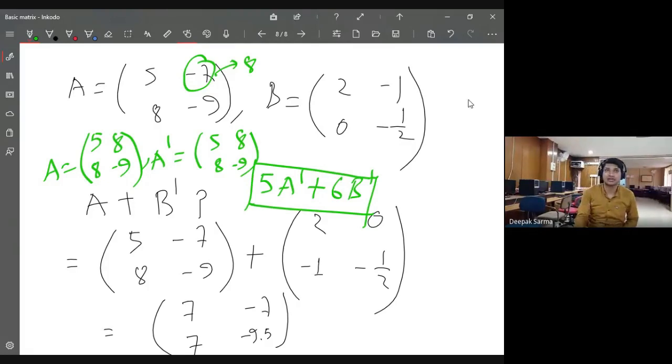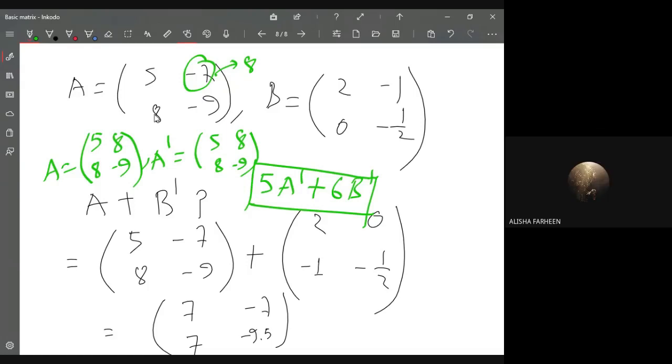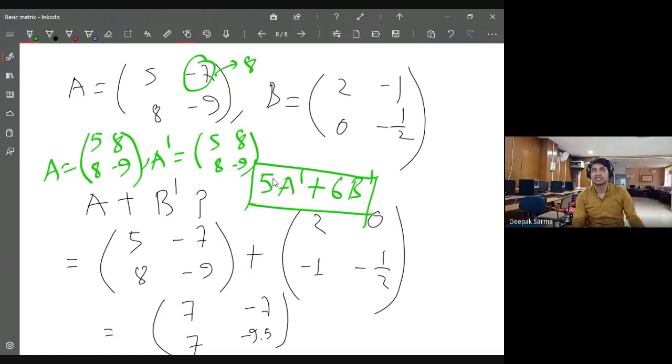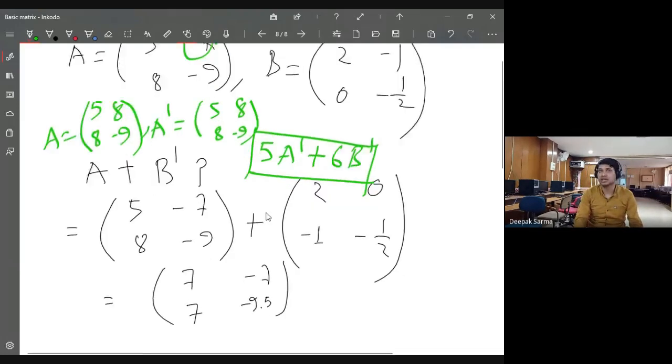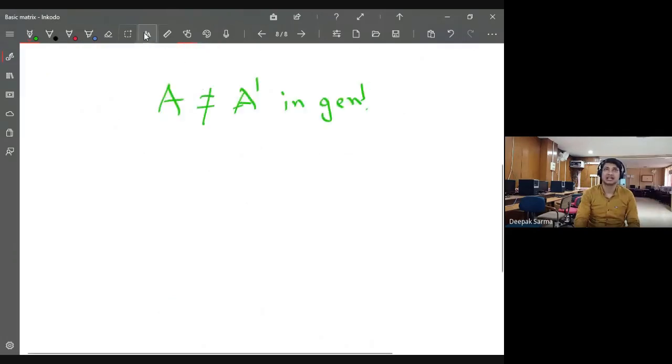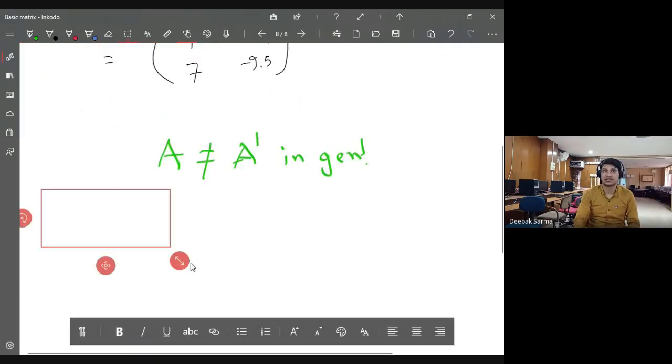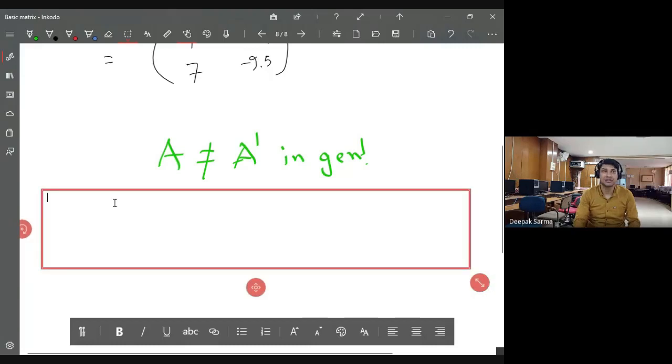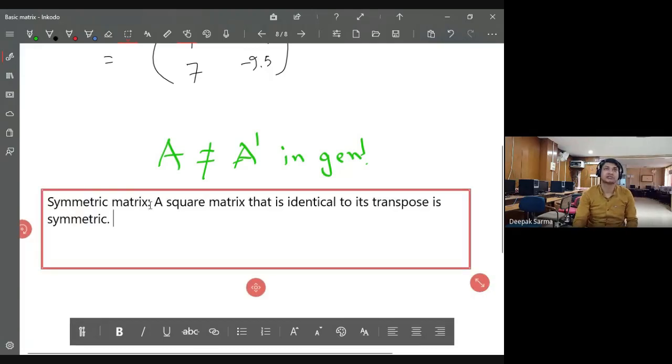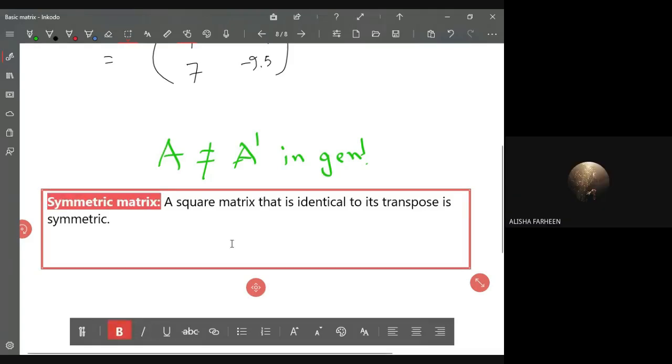Or what else can you do? You can change 8 to -7 also. Or in other words, if you make the off-diagonal entries the same, it will give you A equal to A transpose. This type of matrix, in the case of 3 by 3, will be different. So if a matrix coincides with its transpose, then we call such a matrix a symmetric matrix. Okay, so let me define it formally. Symmetric matrix: a matrix that coincides with its transpose.